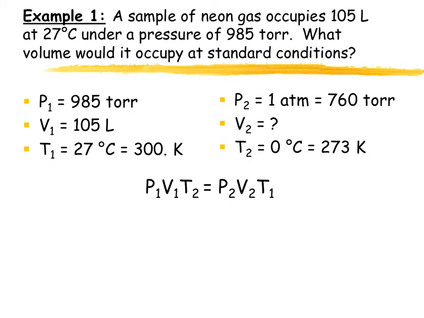Now that we have all of our variables identified, I'm going to copy down the formula, but be very careful that you flip the temperatures. P1 V1 T2 equals P2 V2 T1.